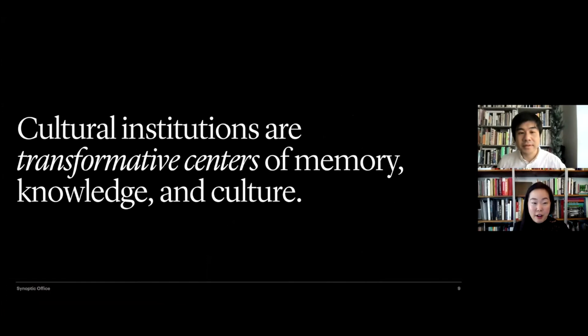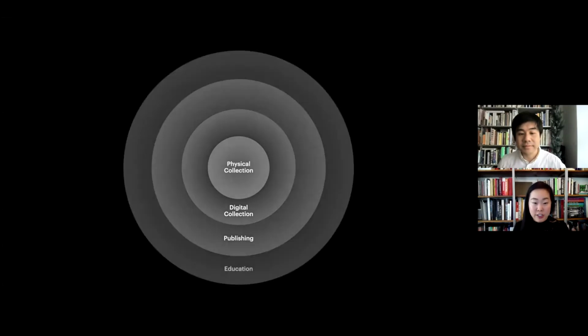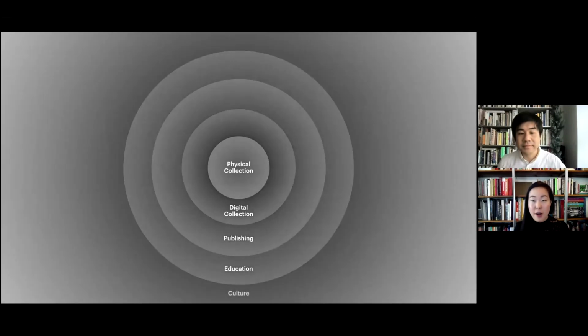And at their heart, cultural institutions are centers of memory, knowledge, and culture. At the foundation of an institution, you have the physical collection, and then radiating out from that, you have several outreach initiatives such as a digital collection, publishing, and education. And all these things work together to create an institution's cultural heritage.